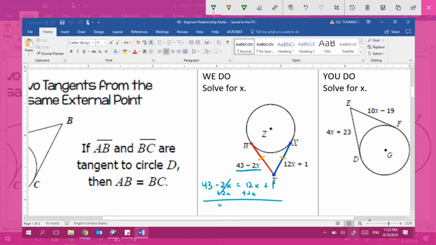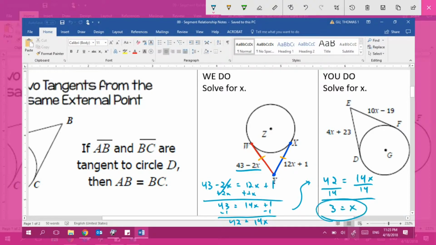That leaves me with 43 equals 14x plus 1. Subtract 1 from both sides. That leaves me with 42 equals 14x. Let me move it over here. 42 equals 14x. Then I'm going to divide both sides by 14. And 3 equals x. And I have solved for x. You guys try the one on the right side.